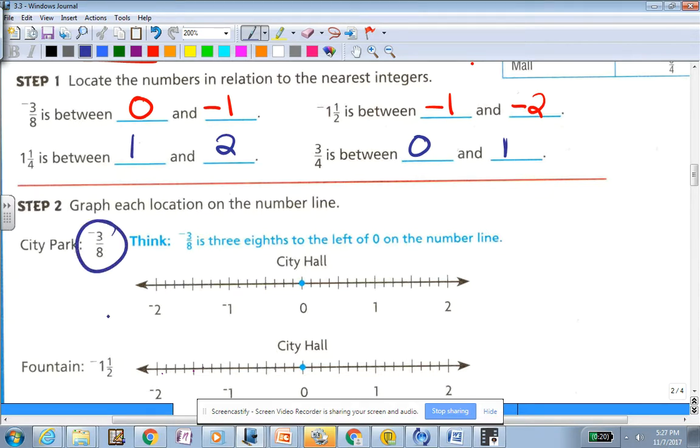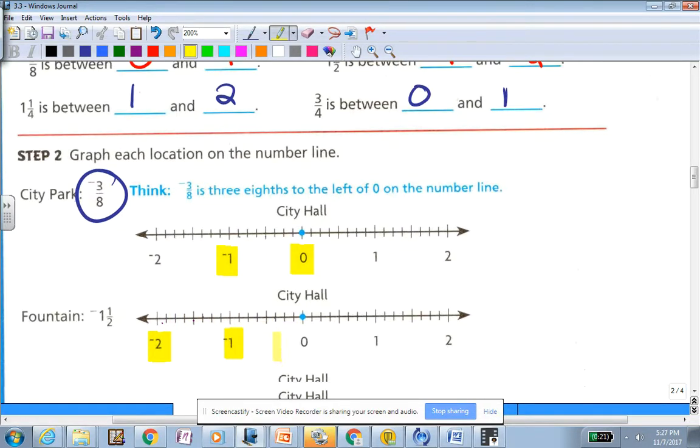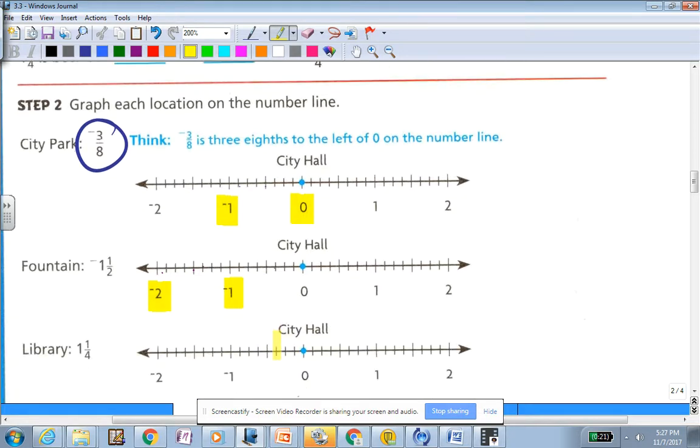So this -3/8 is going to be, like we said, between 0 and -1. It's going to be somewhere here. The -1 and 1/2 we said is going to be between -1 and -2, so it's going to be somewhere between here. And then the 1 and 1/4 is going to be somewhere between 1 and 2. So let's go ahead and plot it.